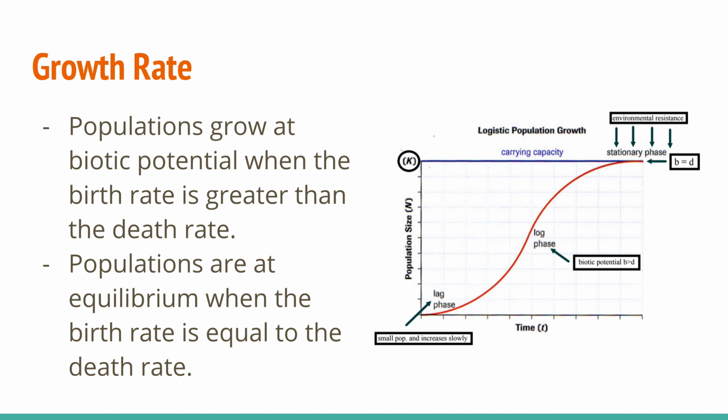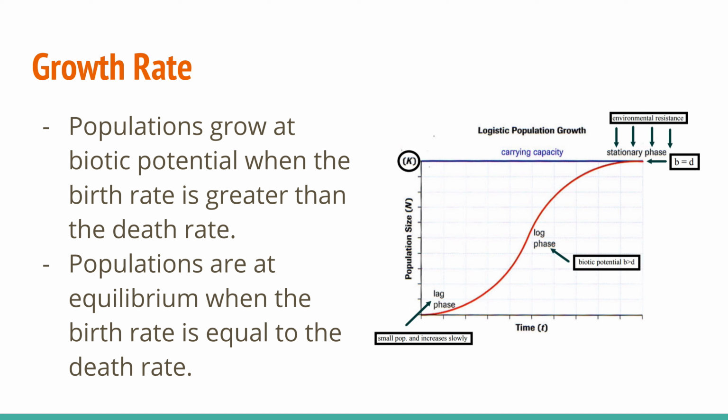Today we're going to discuss some of the factors that play into the development of a growth curve. So, biggest one, of course, is growth rate. Populations will grow at their biotic potential when the birth rate is greater than the death rate, and usually this means significantly greater than the death rate.